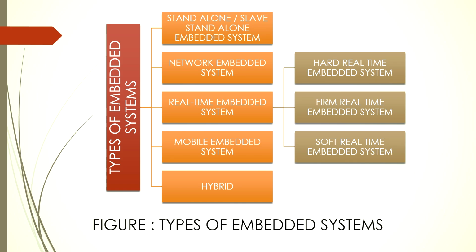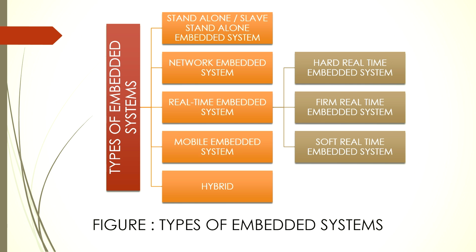Coming to network embedded system. Multiple devices or components together performing a specific task. Such embedded systems are called network embedded systems. Examples for network embedded systems are home automation systems, Wi-Fi routers and Bluetooth based systems.